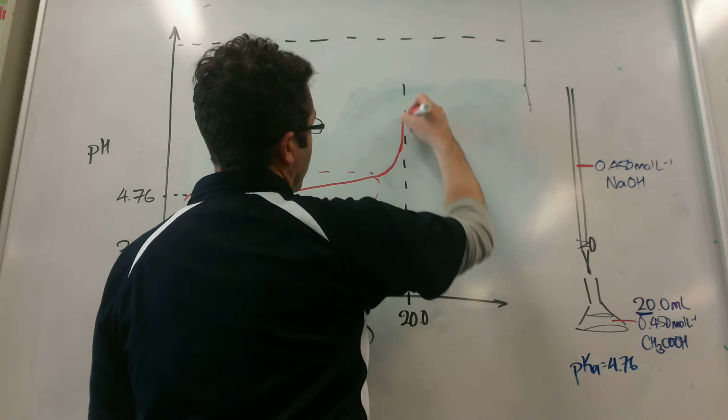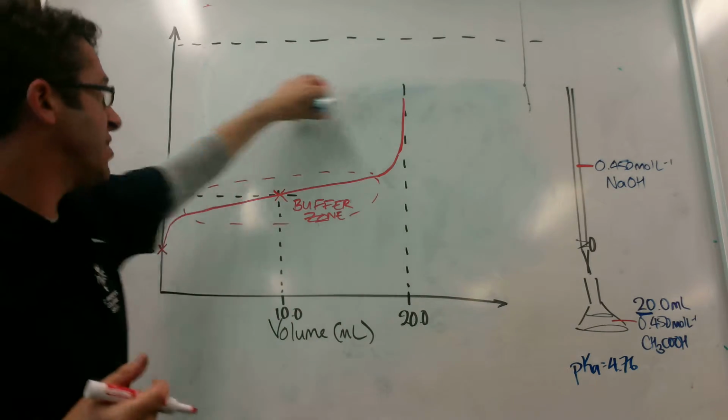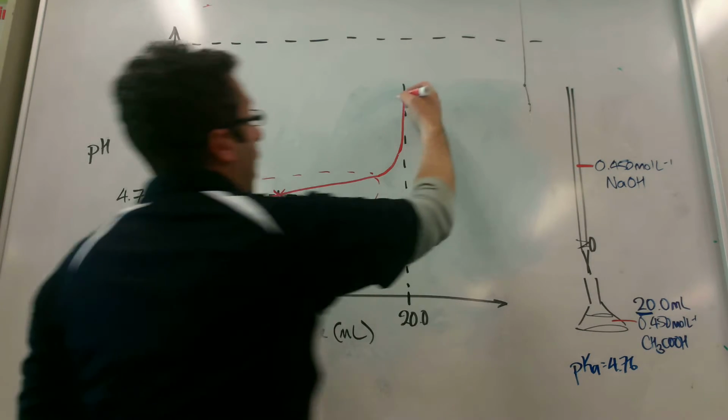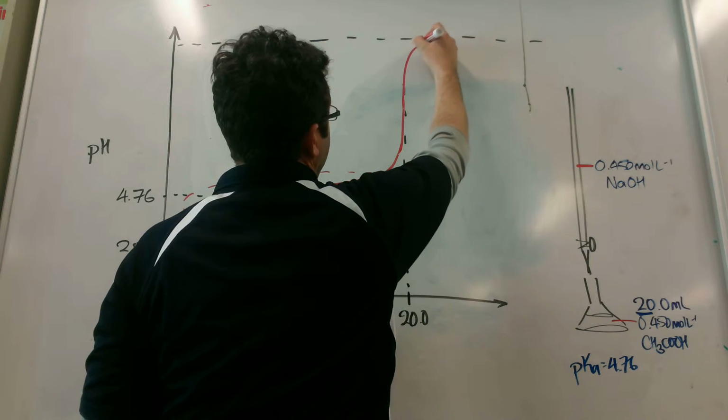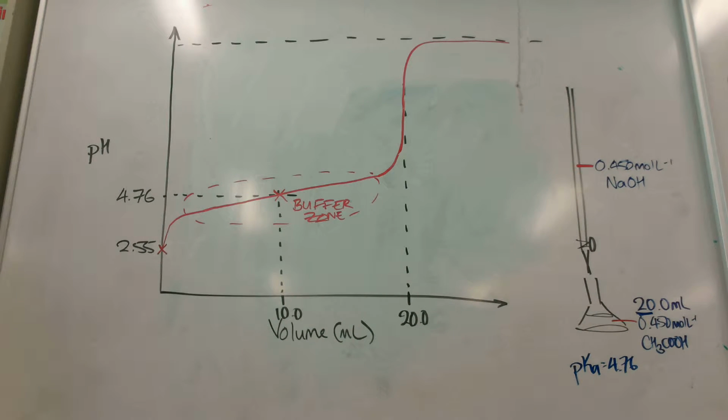It goes pretty much vertical through here, and this is why if you have an indicator that has a pKa around there, it will change colour in this zone. And then it suddenly starts to head towards a maximum, but never reaches that maximum. What we're going to do is try and work out what the pH is of that theoretical maximum, that it will never reach, but it'll get incredibly close to.